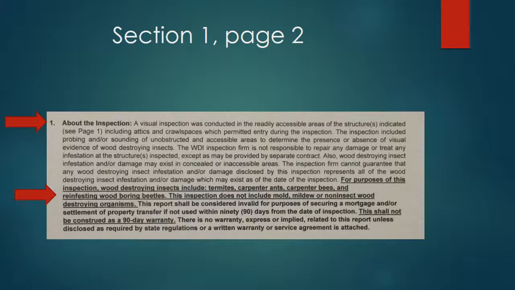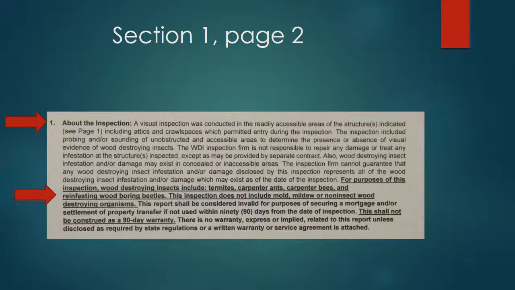So once again, that's where your obstructions and inaccessible areas come in that you wrote up, because the visual inspection was only conducted in the ones that were readily accessible. So once again, you're covered with the areas you said were obstructed. The inspection also included probing or sounding of unobstructed and accessible areas to determine the presence of wood-destroying insects.